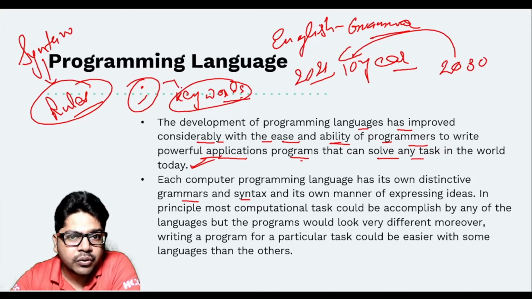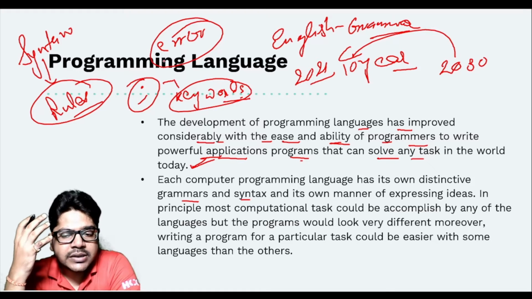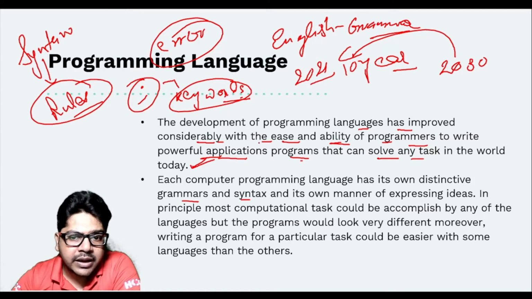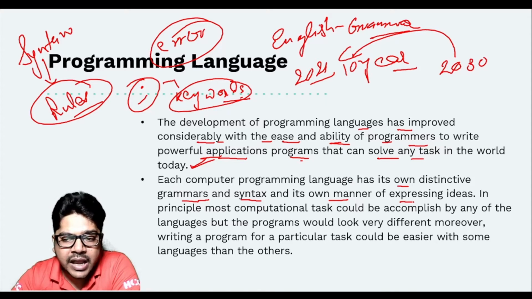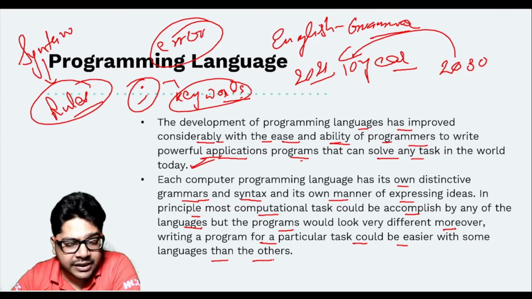If you mess up these rules, you are going to get an error, which we'll discuss in the upcoming classes. These are the things that you need to understand and abide by. Every computer programming language has its own distinctive grammar and syntax, and its own manner of expressing ideas. In principle, most computational tasks could be accomplished by any language, but the program would look very different. Moreover, writing a program for a particular task could be easier with some languages than others.